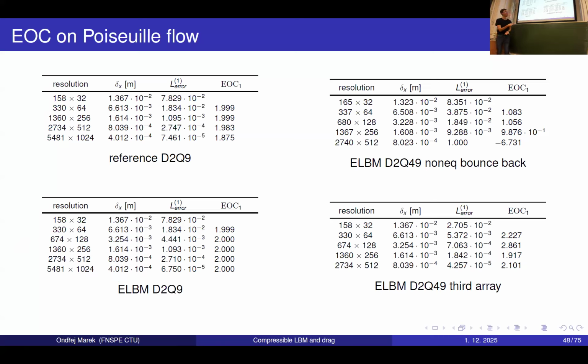But what is important to note here is that the D2Q49, having 5 times more populations, is much slower, and these simulations took a few days. And these ones took at most 1 day.